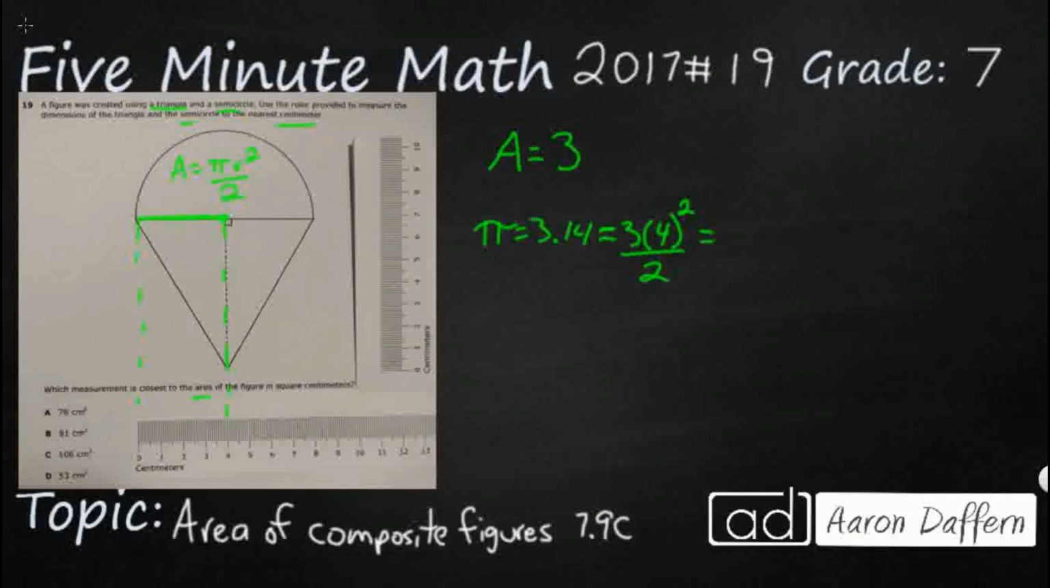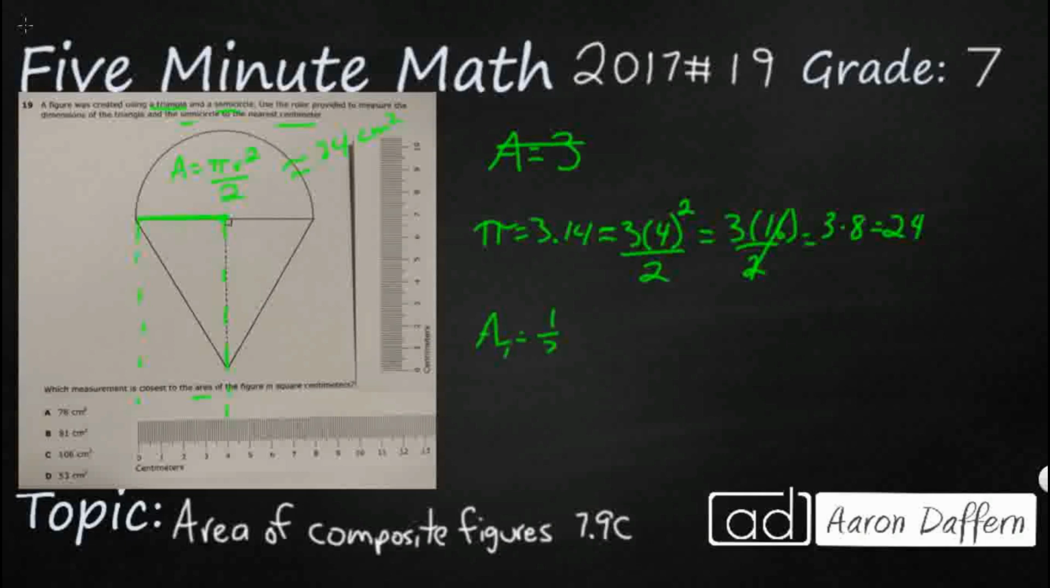So let's see, I've got 3 times my 4 squared, which is 4 times 4. It's not 4 times 2, it's 4 times itself. So that's 16. Cut in half, if we want, we can go ahead and divide that 16 by 2, and that's going to be 8. So that's 3 times 8, which equals 24. So the area of the circle is about 24 square centimeters.